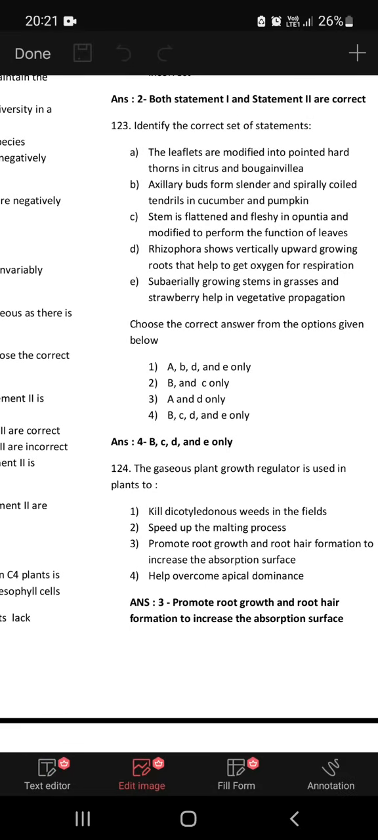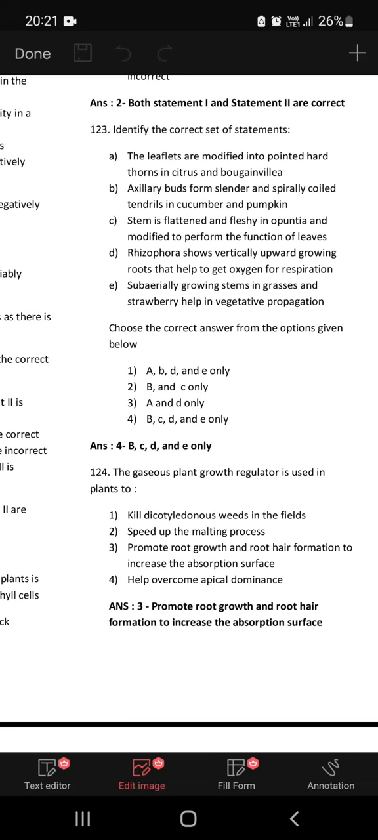The gaseous plant growth regulator is used in plants too. So they are talking about ethylene. Kill dicotyledonous weeds in the fields. That is a wrong option. It is done by 2,4-D, which is a dicot weedicide. Speed up the malting process: gibberellin does that. Promote root growth and root hair formation to increase the absorption surface: that is seen in the case of ethylene, the gaseous hormone. Help overcome apical dominance: that is a wrong option because this is an attribute of auxins. So the third option is the correct one for ethylene.